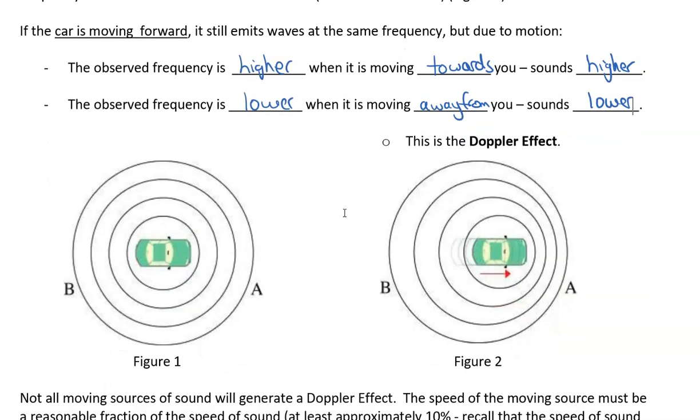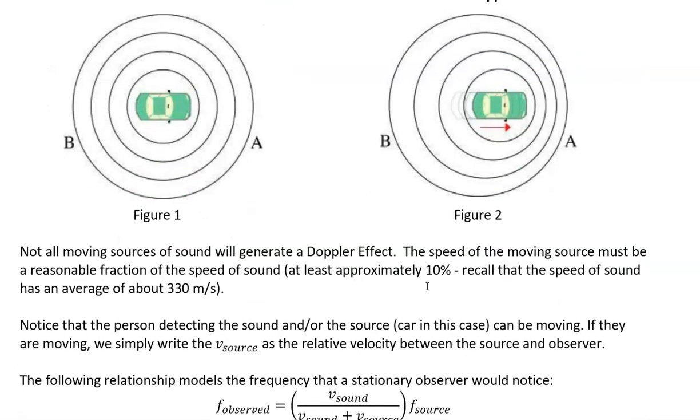So here is a picture of the Doppler effect. We've seen this before. This idea that the compressing waves are in the beginning and the waves behind the vehicle are being stretched out. So not all moving sources of sound will generate a Doppler effect. The speed of the moving source must be a reasonable fraction of the speed of sound, at least about 10%.